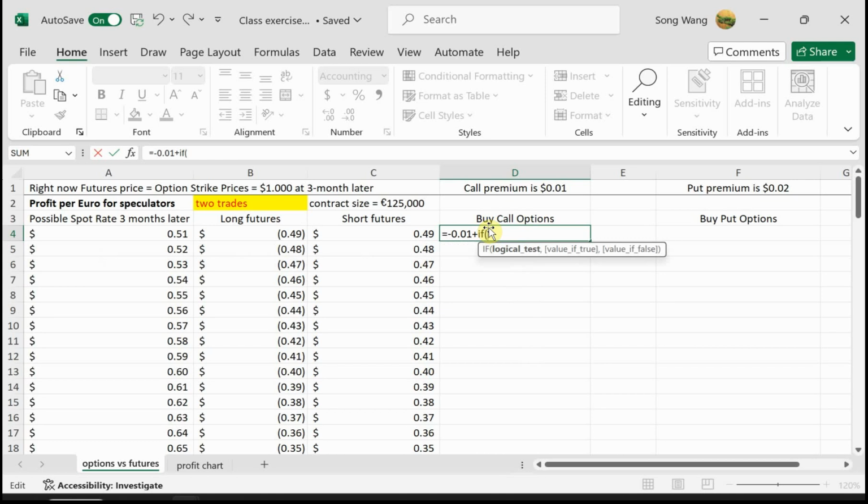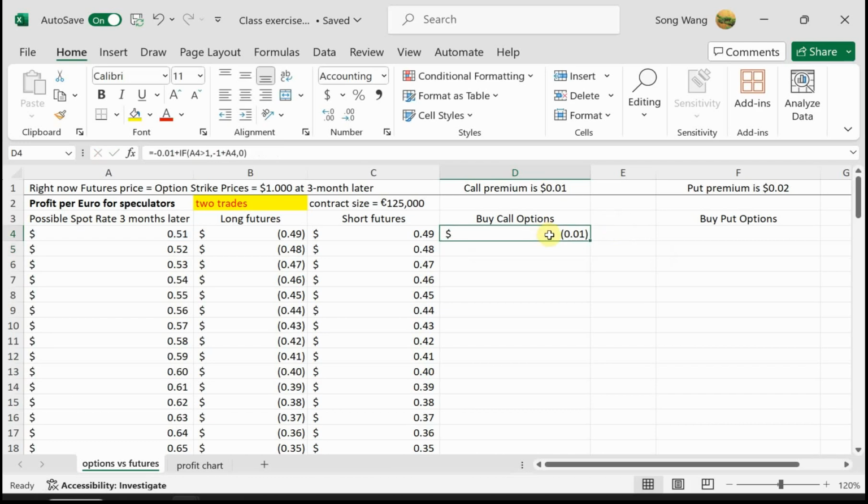So you will need to add an if statement here. The if statement is a comparison of the spot rate, the prevailing market rate 3 months later, versus the 1.000 strike price today. The spot rate here is 0.51, which is definitely lower, but I still need to establish this condition. If the spot rate is higher, you will need to exercise the call option, which means you buy euros at 1.000 and then sell at the spot rate. Otherwise, if the spot rate is lower than the strike, you choose not to exercise the call option, and then you get zero. In that case, your profit will be limited at negative $0.01. Okay, so this is the case where you do not exercise the call option.